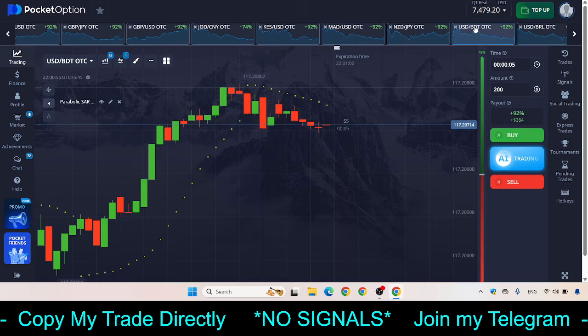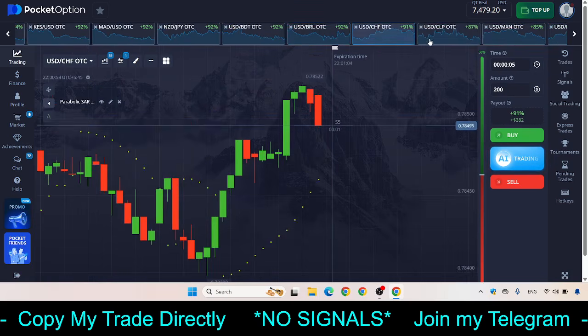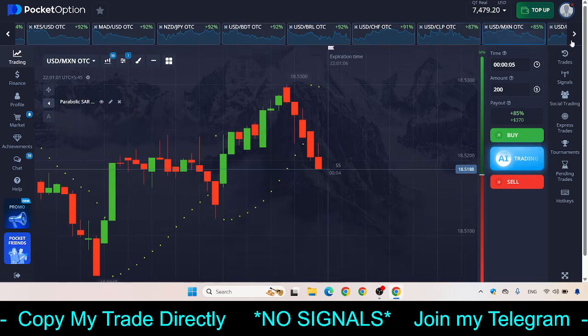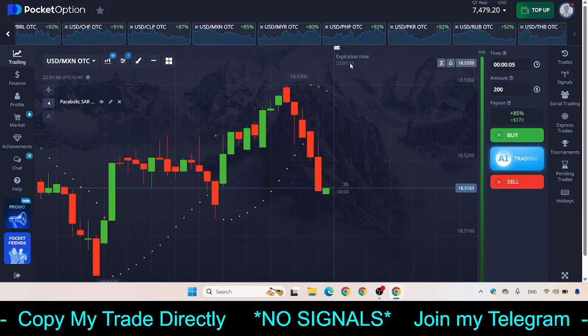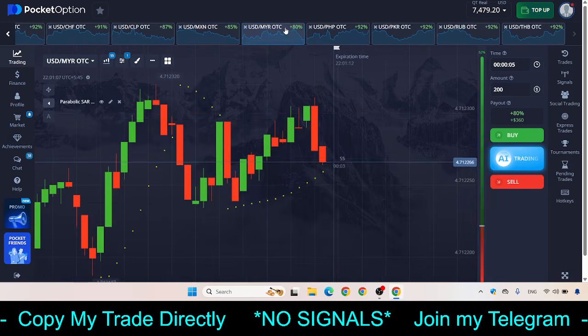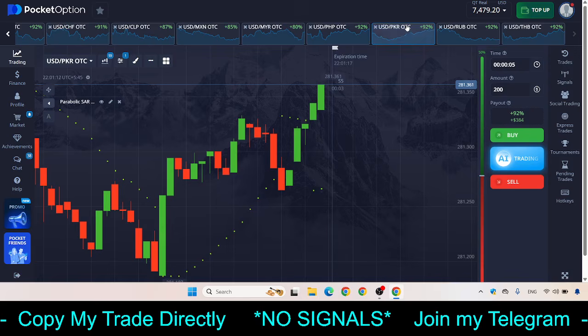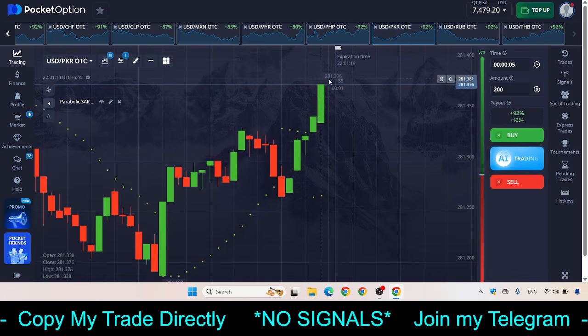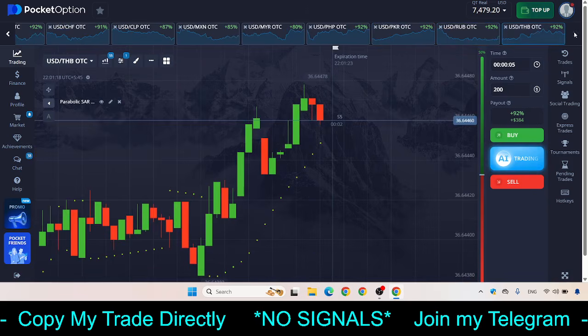So let's try to keep on finding the entry point so that we can make the trade. The second dot has formed and you can see the market is going below. In some currency pairs, it might not work, so it is always better to trade in your demo account first. Here you can see the second dot has formed, but we have missed that trade. And let's keep on switching.